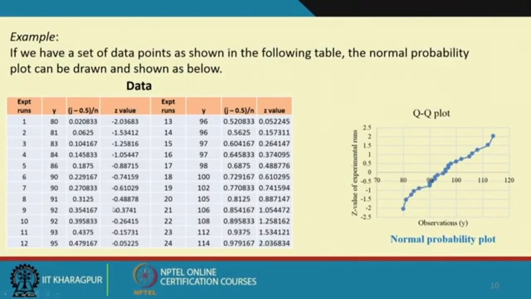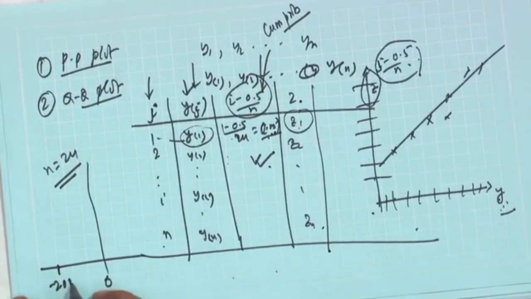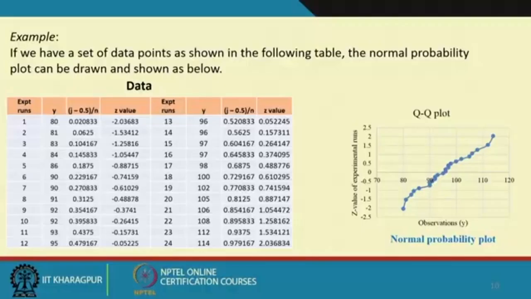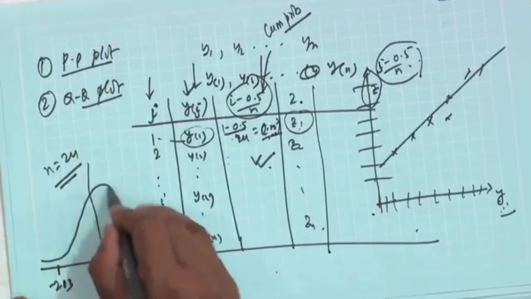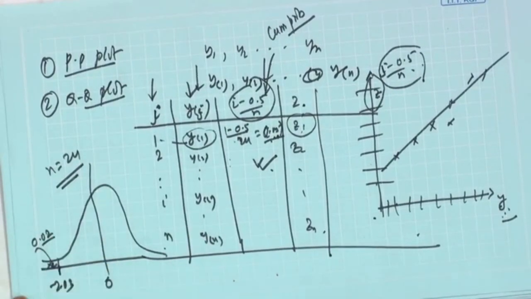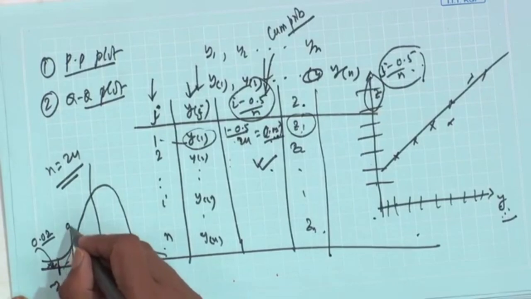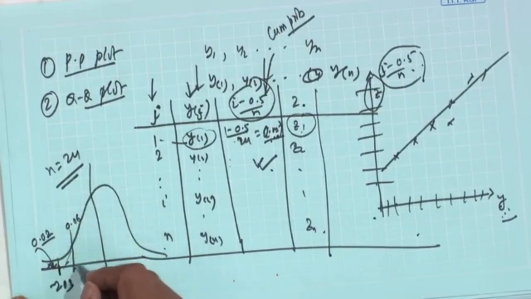So, let us see this QQ plot and see what happened for this data set. This y part remains the same, and this part also remains the same. From this we found the z value. What is this, minus 2.03? Suppose I go to the z normal, this is 0, and somewhere here is minus 2.03. So, the probability value is 0.02, that means on this side the area is 0.02. Similarly, the next probability is 0.06 on the left hand side, and you found the z2 value.